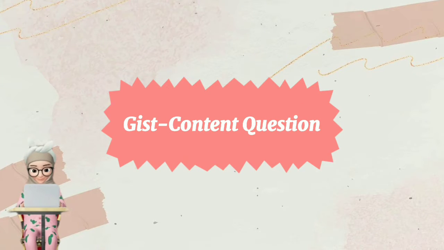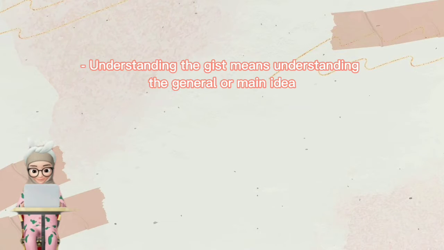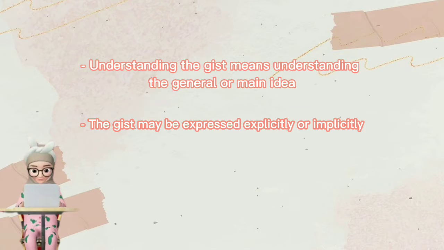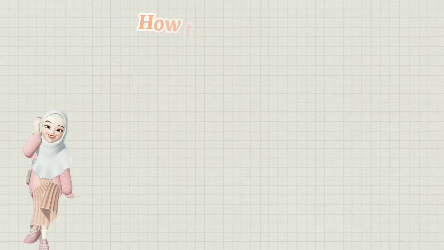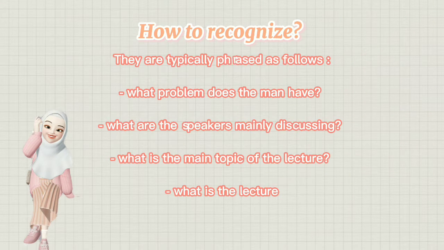Gist content questions. Understanding the gist means understanding the general or main idea. The gist may be expressed explicitly or implicitly. This type of question may require you to generalize or synthesize information. How to recognize them? They are typically phrased as follows. Number 1, what problem does the man have? Number 2, what are the speakers mainly discussing? Number 3, what is the main topic of the lecture? And the last, what is the lecture mainly about?